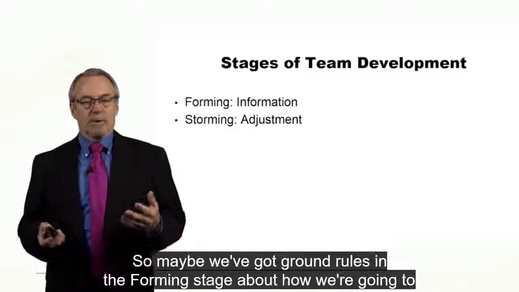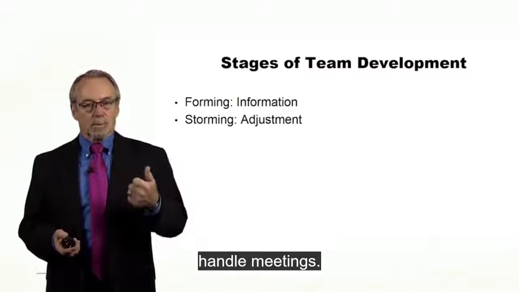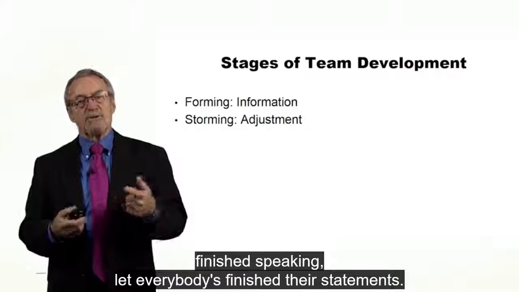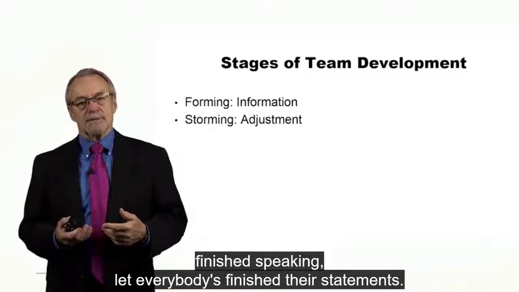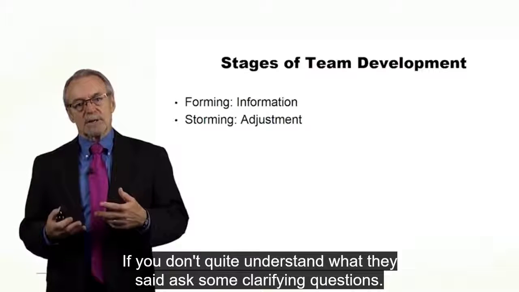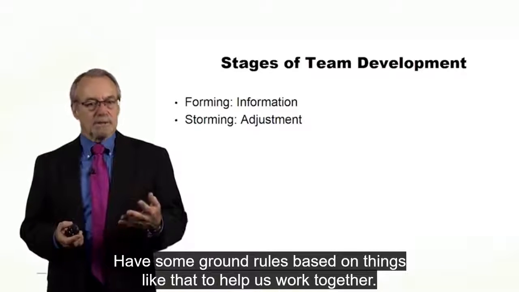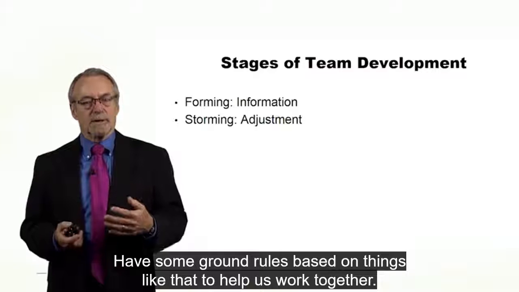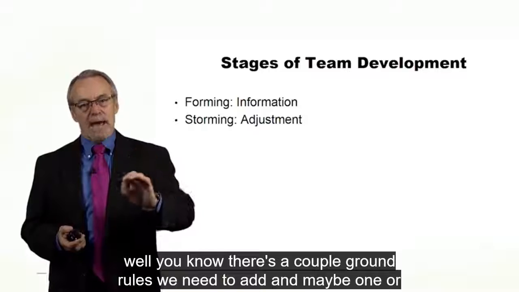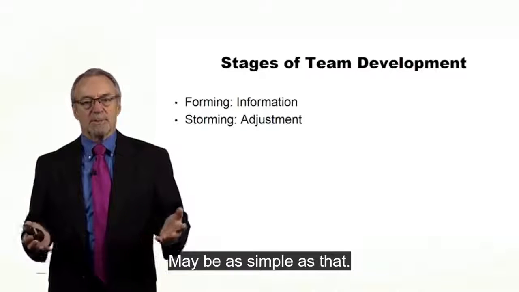So maybe we lay out ground rules in the forming stage about how we're going to handle meetings. One person talking at a time, listen to everyone to make sure that they're finished speaking, let everybody finish their statements. Try to understand what they said. If you don't quite understand what they said, ask some clarifying questions. We'll have some ground rules based on things like that to help us work together. And then we decide in the storming phase, well, there's a couple of ground rules we need to add, and maybe one or two we could take out that really aren't helpful for us right now. It may be as simple as that.